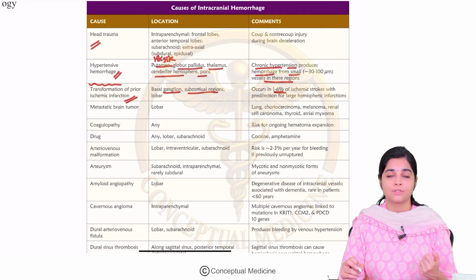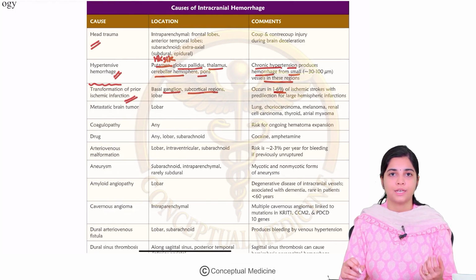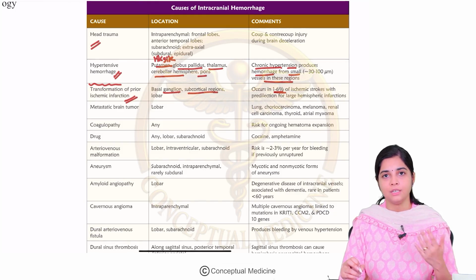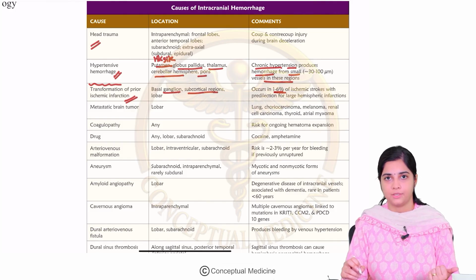This can be because of a hemorrhagic transformation of an ischemic stroke, which is more common in larger strokes, like strokes which involve more than one third territory of the MCA infarct. Or if there are basal ganglia strokes or subcortical strokes, you can have ischemic strokes having a hemorrhagic transformation. So there is bleeding into the infarct, and that is what we call hemorrhagic transformation.